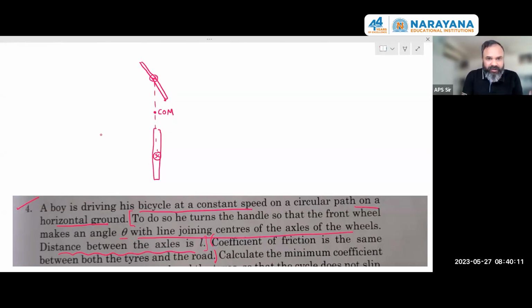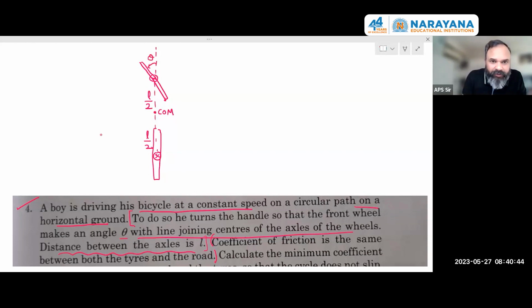He has given the distance between the axles. So this distance he has given as L by 2, and this distance is also L by 2. All right, so along the road, the distance has been given. Now, the cycle was moving with the speed of V. Here is the center of mass. I've taken this as my orientation. The dotted line that I've shown here is the orientation of the road along which the cycle is going to take a turn. And the front handle is already rotated by an angle of theta, right?